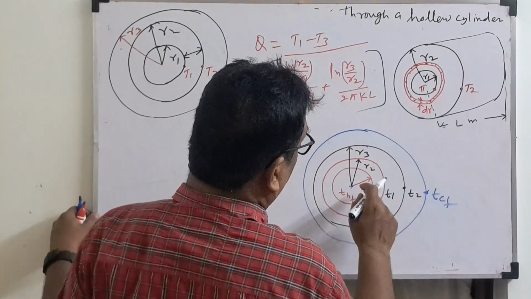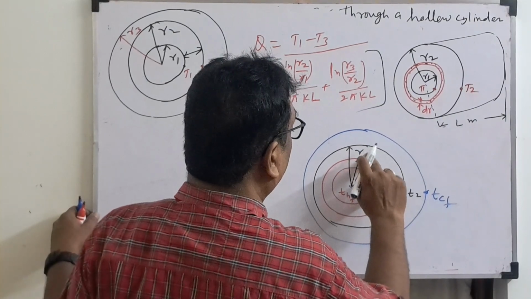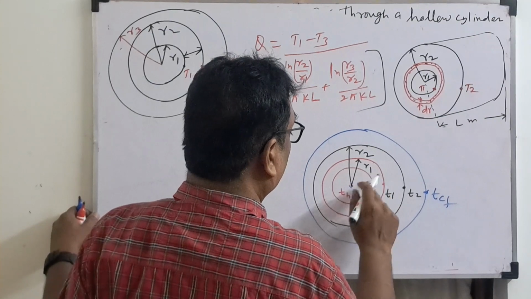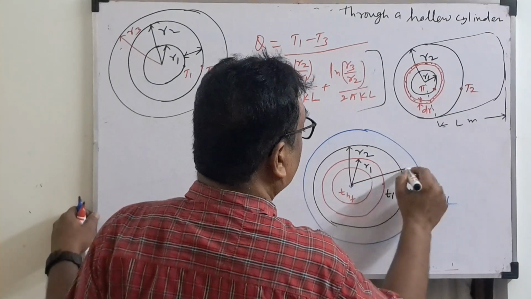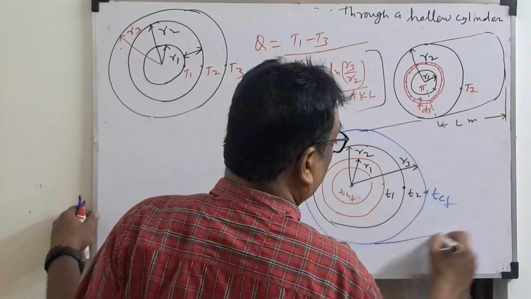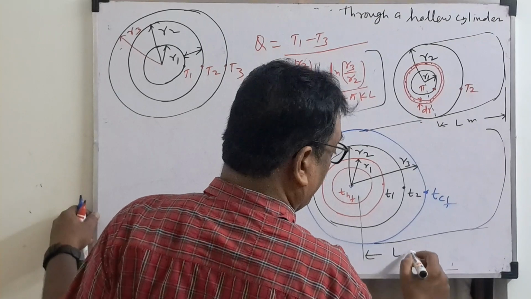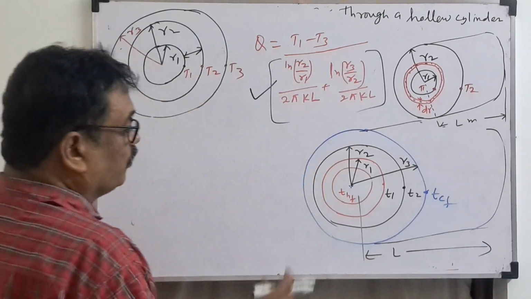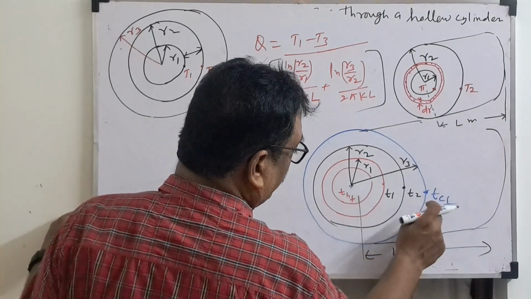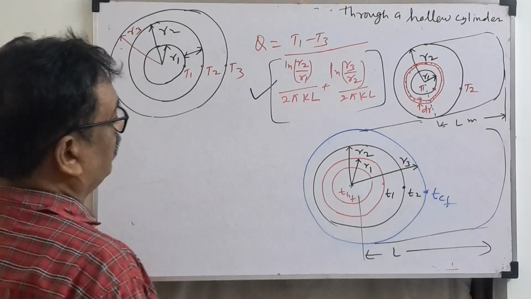So this is R1, this is the cold fluid, no? So this R1, this is R2, this is R3. Like this, the cylinder will be there. This length will be L. So how to write this? This will be convective, this also will be convective. Then these 2 will be conductive.